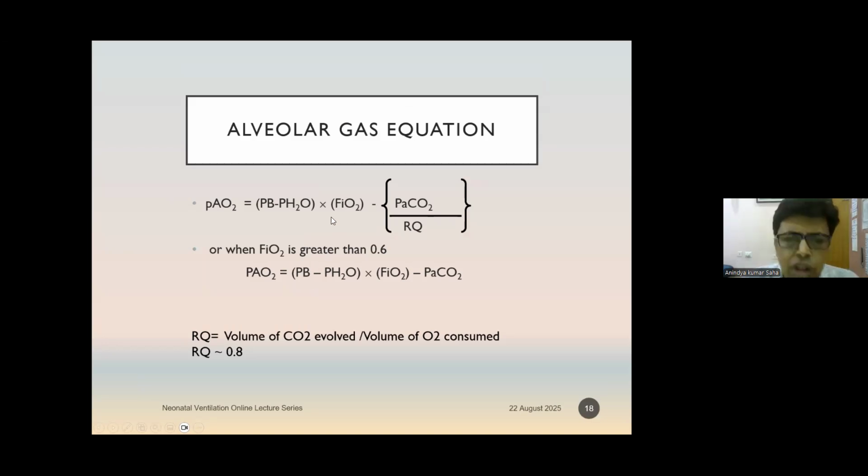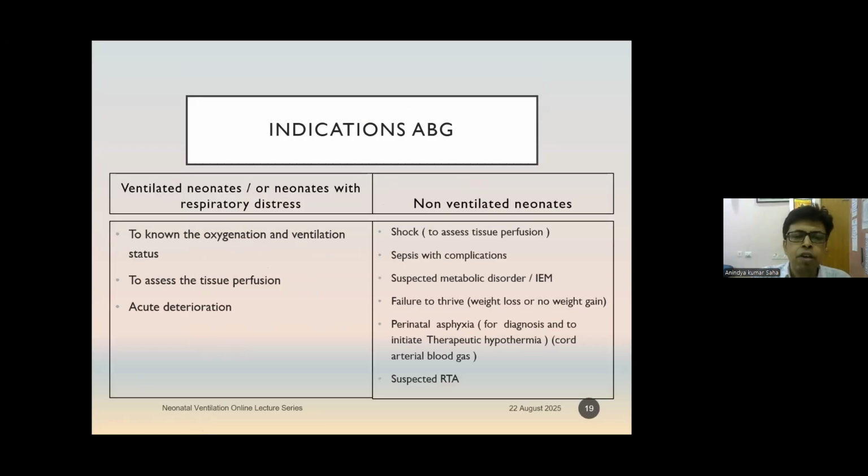This is the alveolar gas equation. It helps us to know the partial pressure of oxygen in the alveolar air, and it is essential for estimation of the alveolar-arterial oxygenation difference. So knowing all these things about the physiology, I will directly highlight what the indications are in the NICU or neonatal unit for which we will require a blood gas.